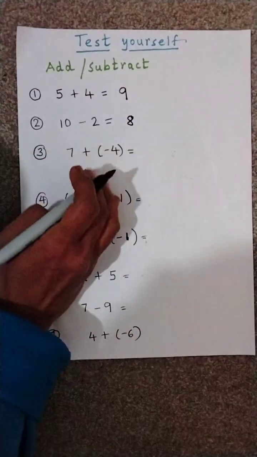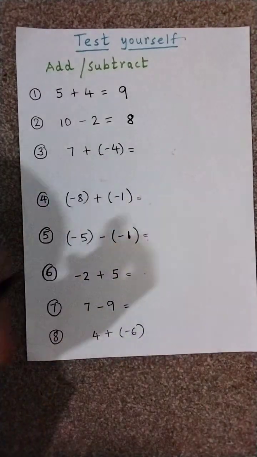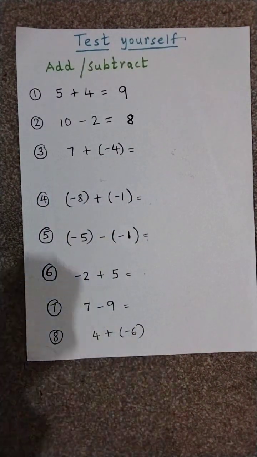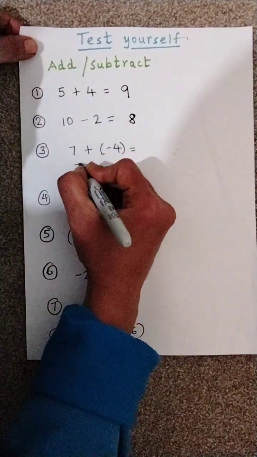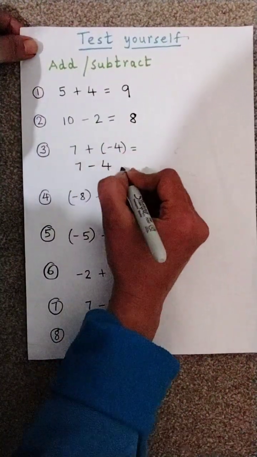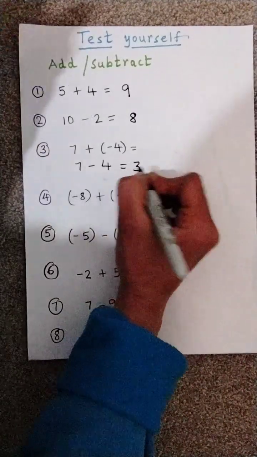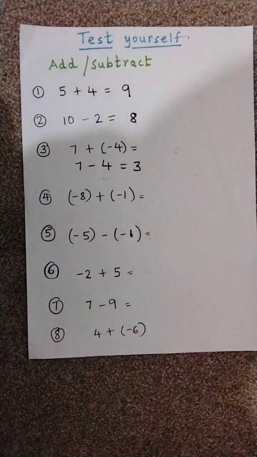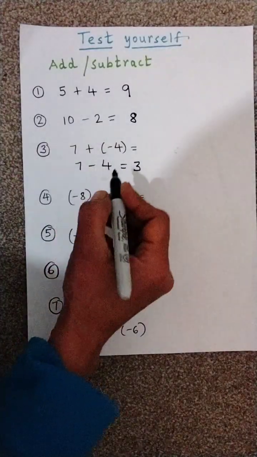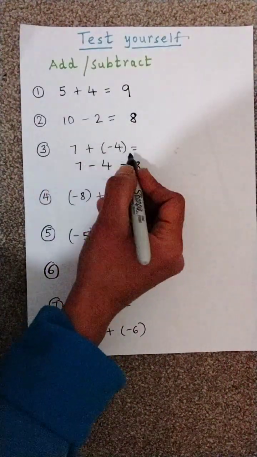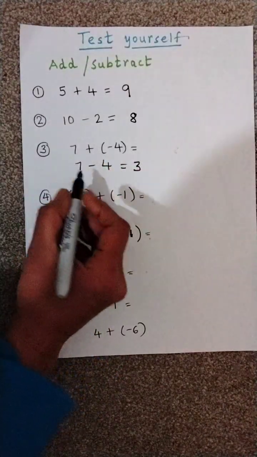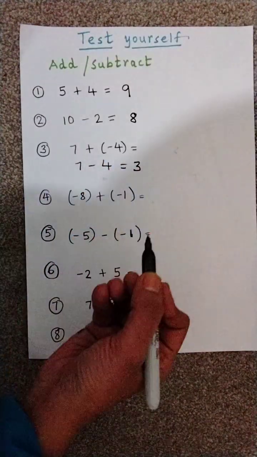Here we open the bracket, 7 plus minus 4. So what we do? We open the bracket. It is 7 minus 4 equal to 3. Or because it is addition, we can subtract and put the sign of the bigger number. So 7 minus 4 is equal to 3.